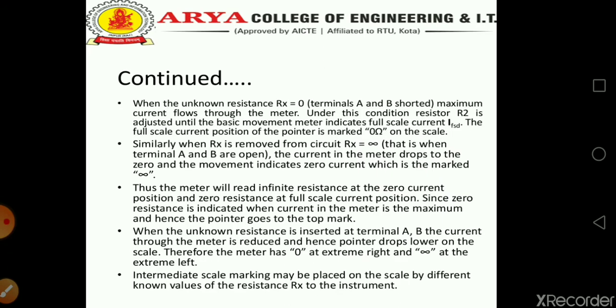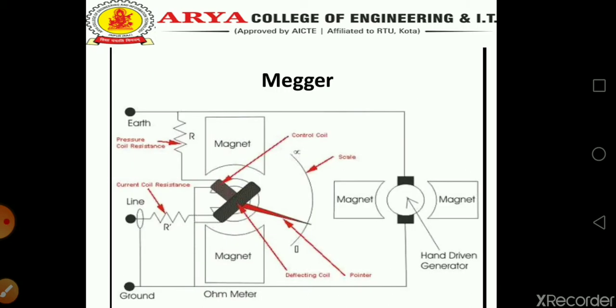When the unknown resistance Rx equals 0, the meter will read infinite resistance at the zero current position and zero resistance at the full scale current position. Since zero resistance is indicated when the current in the meter is maximum, the pointer goes to the zero mark. Intermediate scale marks may be placed on the scale by connecting different known values of the resistance Rx to the instrument. Third is the Megger.